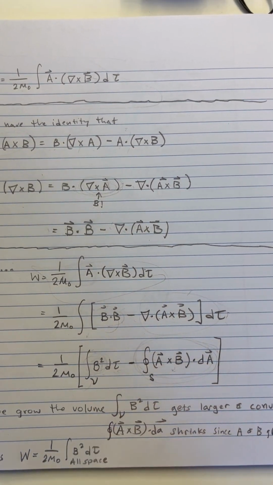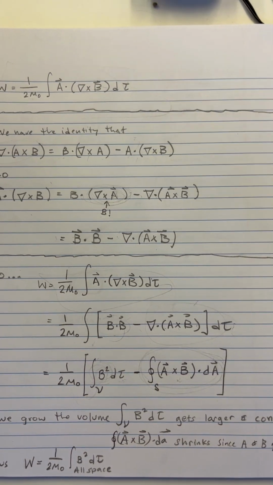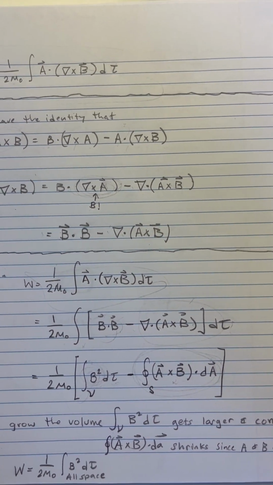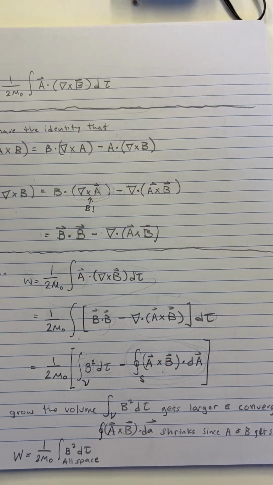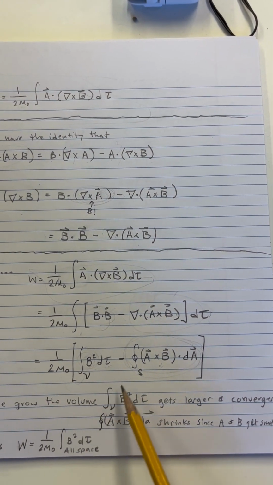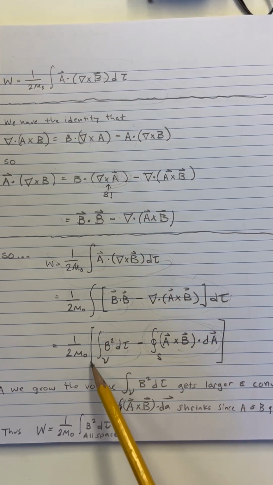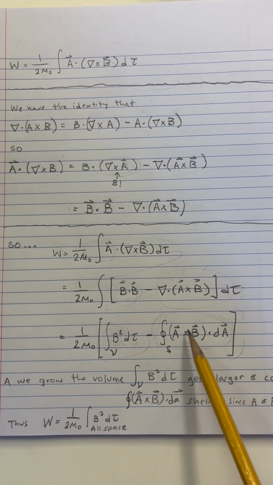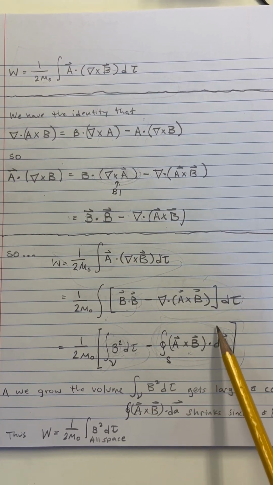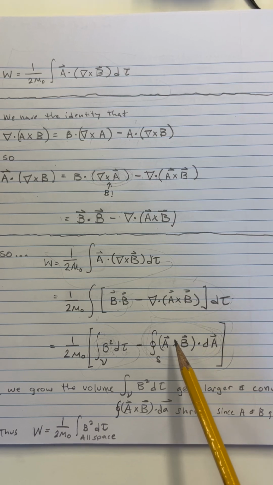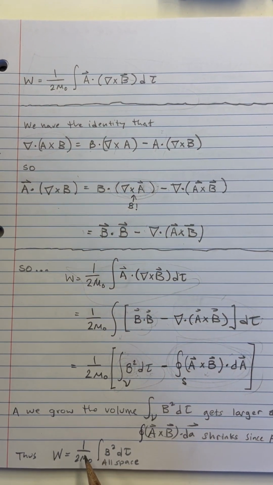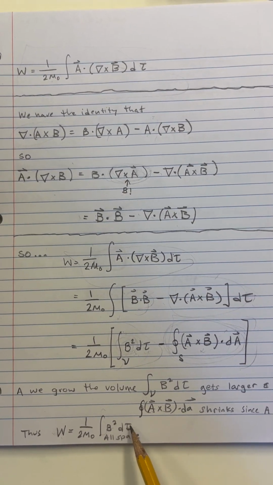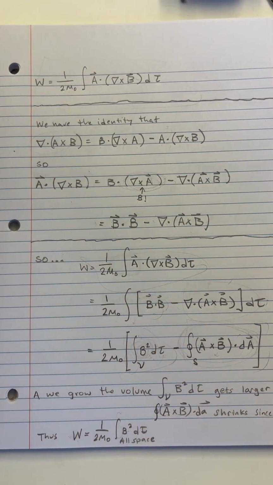If we're looking at a finite volume, this formula is an exact formula. We're done. But if we want to look at the total energy stored, we want to take this volume and expand it out to infinity. Now, as we grow the volume, this integral is going to get larger but converge, whereas for the surface integral, the values of A and B are going to get smaller and smaller, and this integral is going to vanish. Therefore, what we're left with in the end is that the total work done is equal to 1 over 2 mu naught times the integral of B squared d tau integrated over all space.